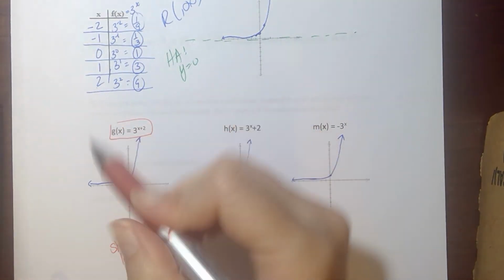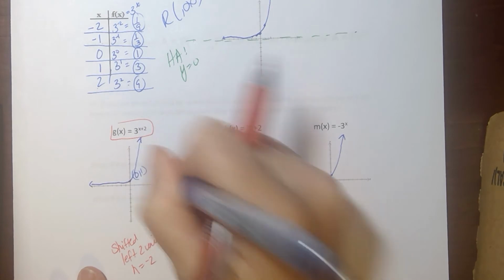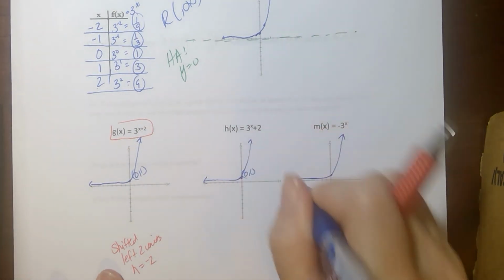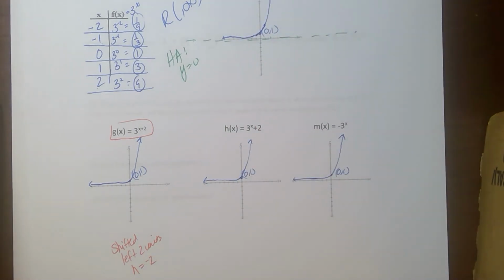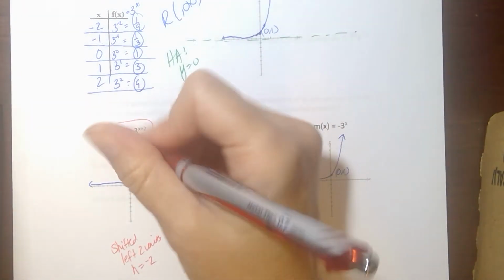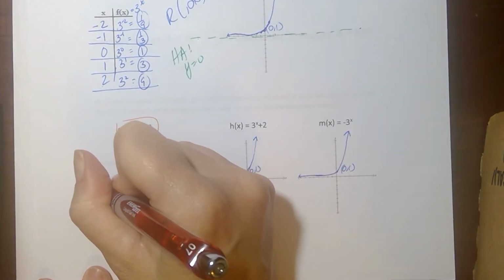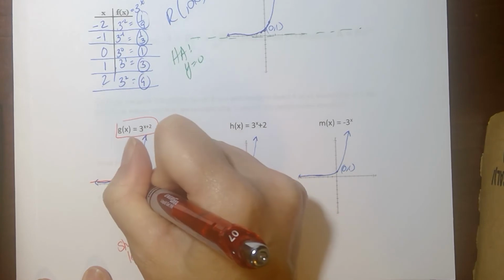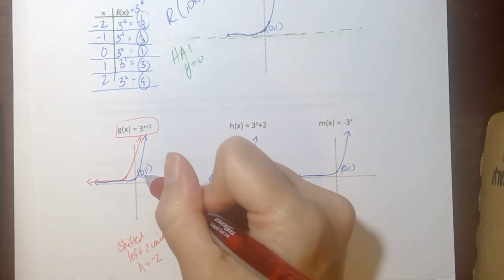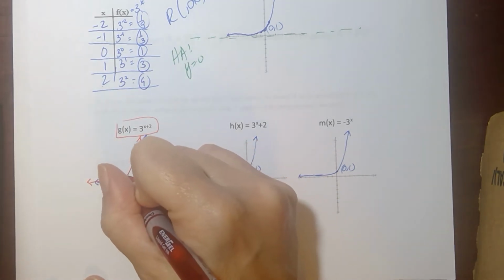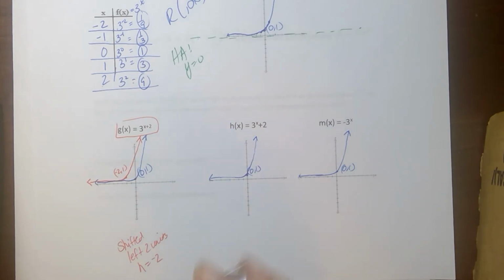So I'm going to take my y-intercept, this point that starts out at 0, 1. That's my y-intercept. I'm going to shift it to the left 2 places. So it goes over 1, over 2. My horizontal asymptote is not going to change because I did not have a shift up or down. So this point 0, 1 is now at -2, 1. My horizontal asymptote has not changed.